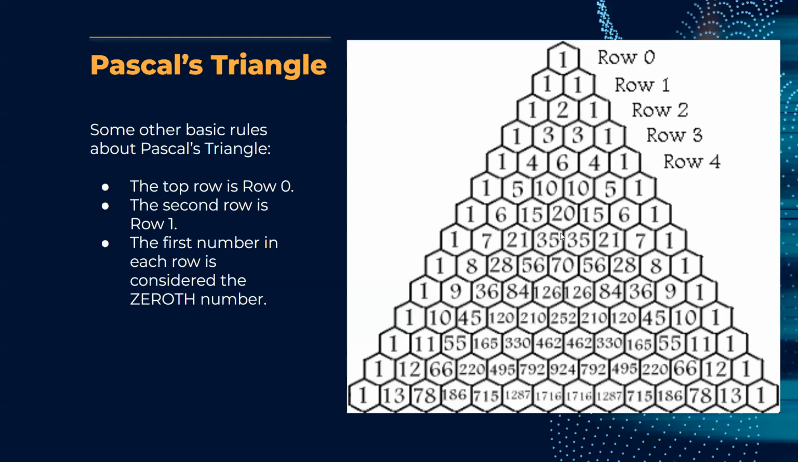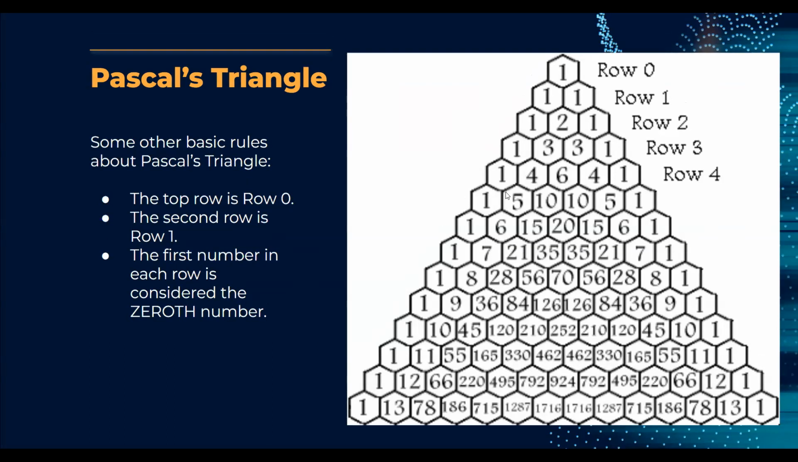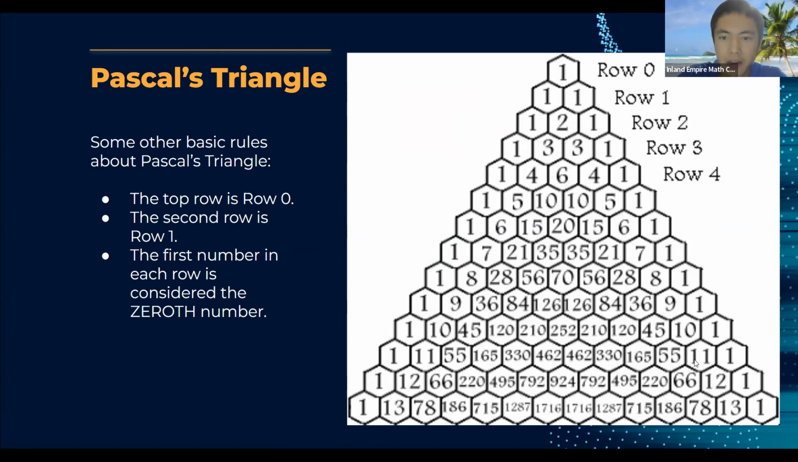The outline of the triangle is 1, 1, 1, 1, 1, keep on going down. It is a forever increasing triangle. And again, the top row is row 0, and the first number in each row is considered the 0th number.